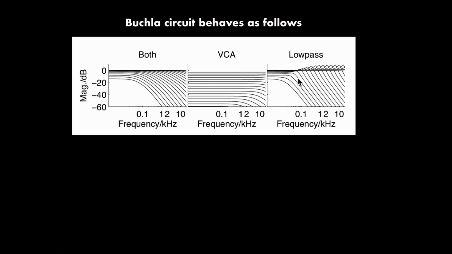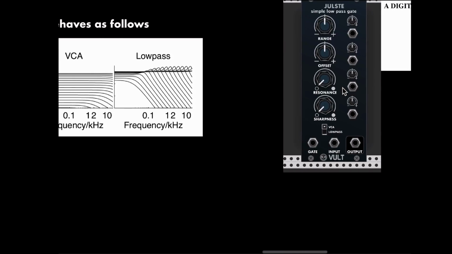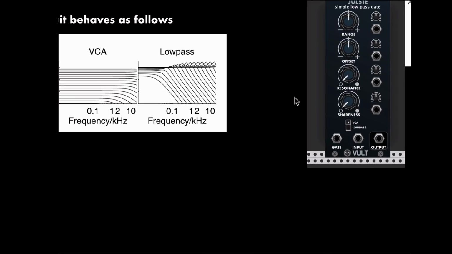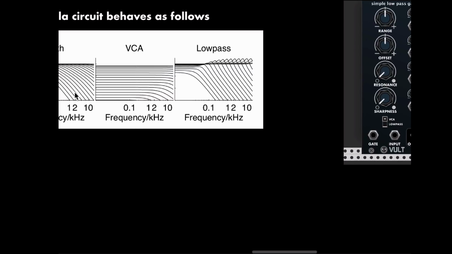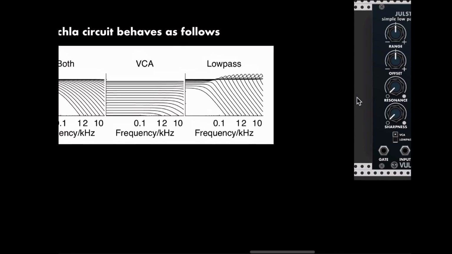And yeah, these three modes are quite useful, and they can be achieved with the same circuit. And usually the real low-pass gates have a switch to change between these three modes. In the case of Vult, we have a VCA mode and a low-pass mode, and the sharpness control is in charge of changing between the VCA and the low-pass mode, so we can combine them, but slightly, in a gradual way.